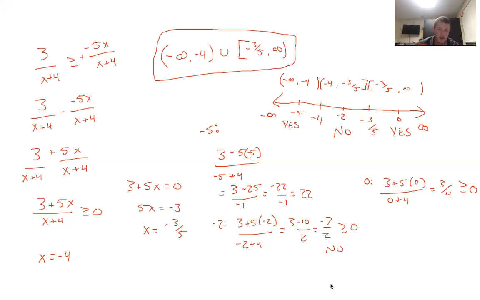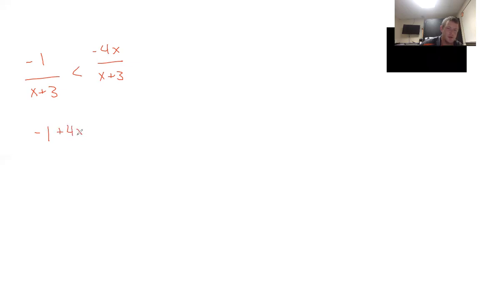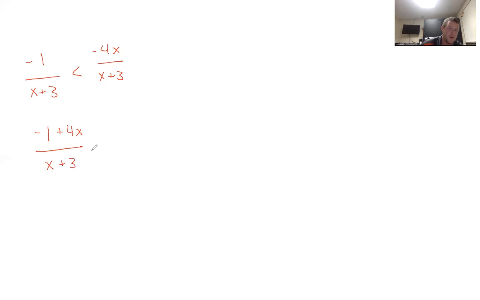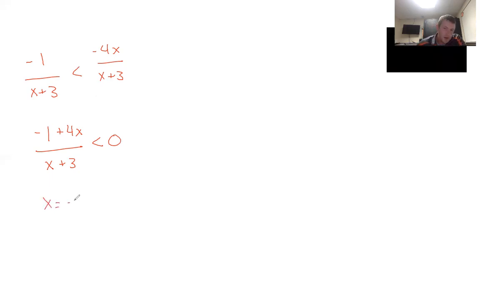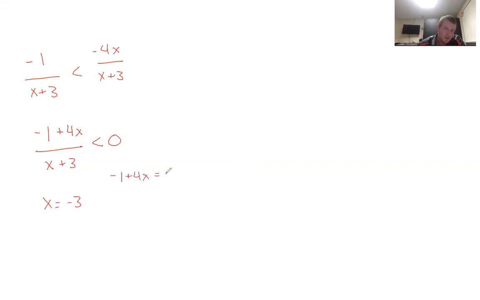All right. The rest of them will work out exactly like this. Okay. So -1 over x plus 3 is less than -4x over x plus 3. Move these over. Notice the denominators are the same. So it's going to be -1, I would minus it, so minus a minus would make it plus 4x over x plus 3. And notice it's less than 0 because I moved this over. Okay, set the bottom equal to 0, so x would equal -3. Set the top equal to 0, so -1 plus 4x is equal to 0.